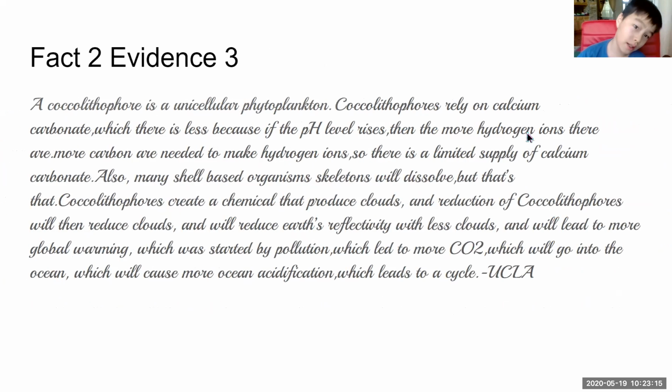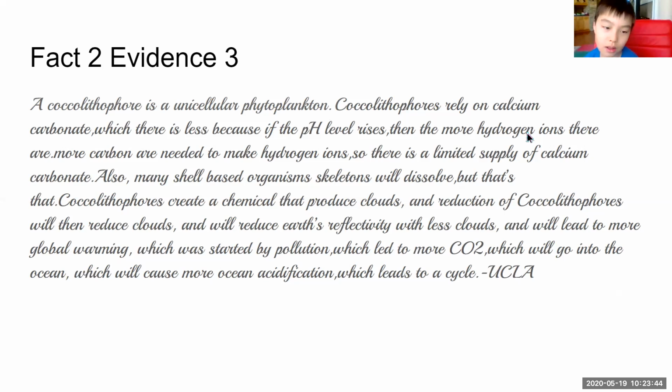A coccolithophore is a unicellular phytoplankton. Coccolithophores rely on calcium carbonate, of which there is less because if the pH level drops, then there are more hydrogen ions. More carbon is needed to make hydrogen ions, so there is a limited supply of calcium carbonate. Also, many shell-based organism skeletons will dissolve, but that's that.